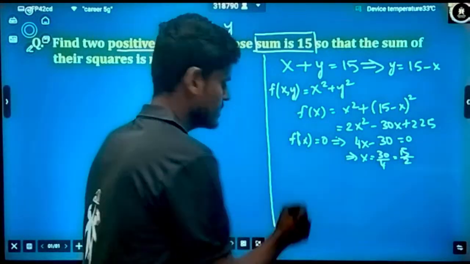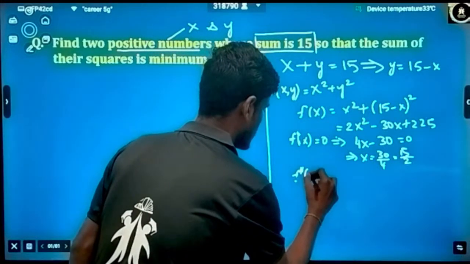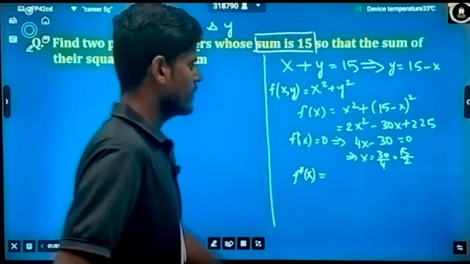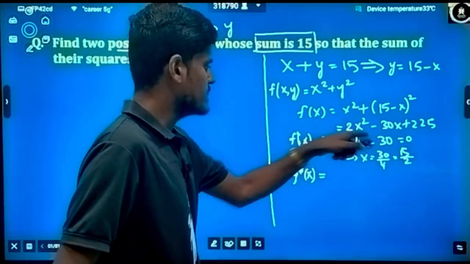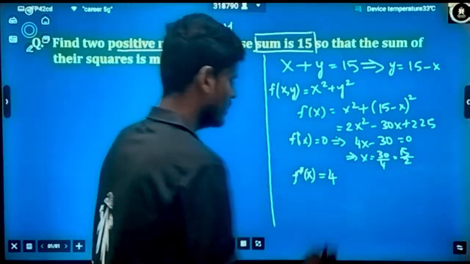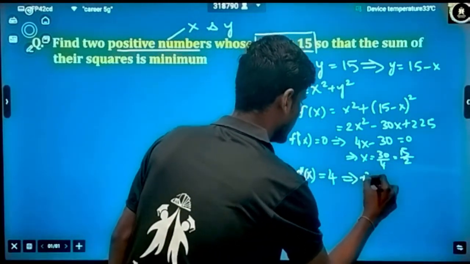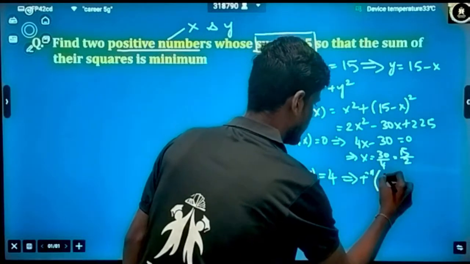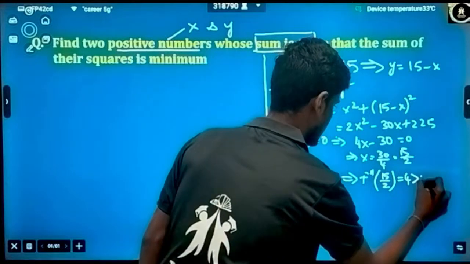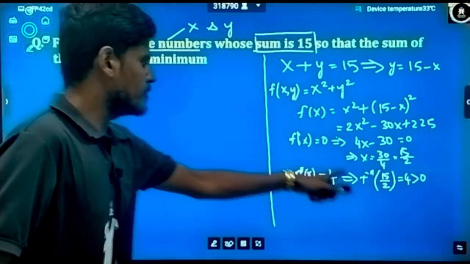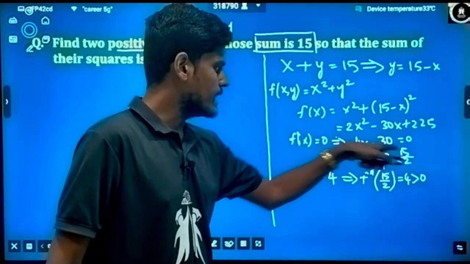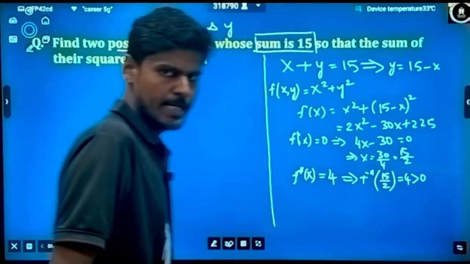Next what we need to do? Find f double dash of x. F double dash of x is equal to, what is double dash? Differentiate this again, that will be 4. F double dash is equal to 4, which means at the critical point f double dash at 15 by 2 is also 4. This number is greater than 0. When f double dash at the critical point is greater than 0, that means x attains minimum value at that point.